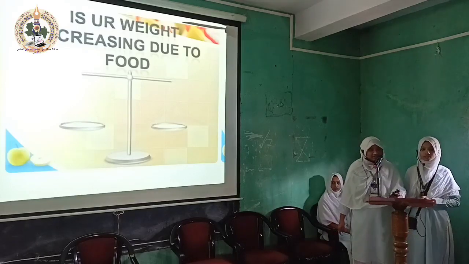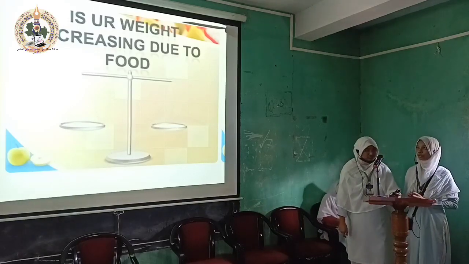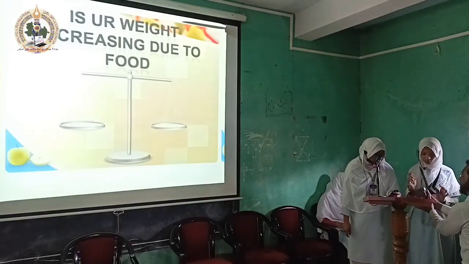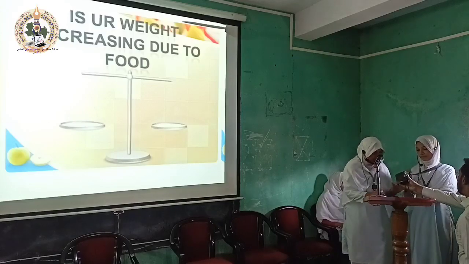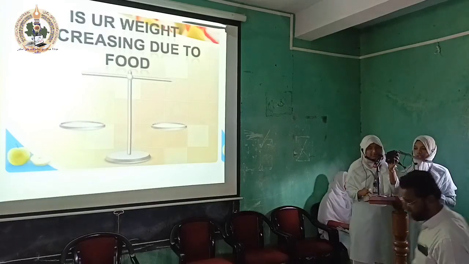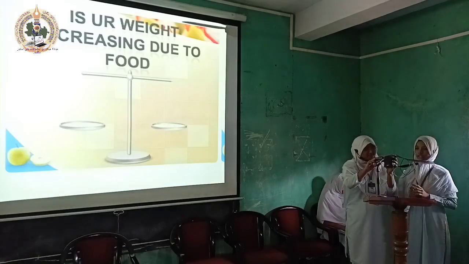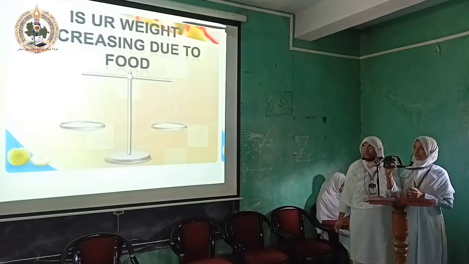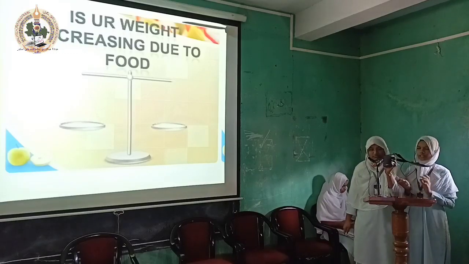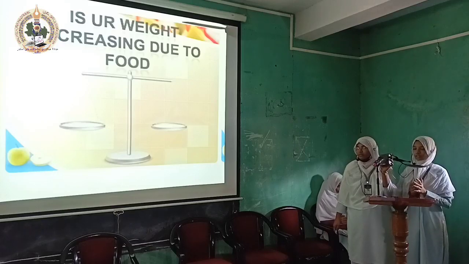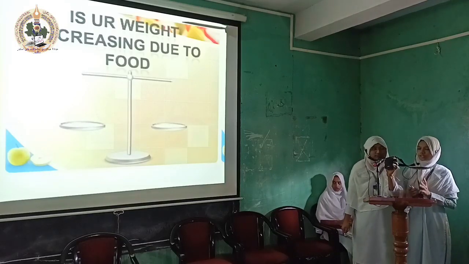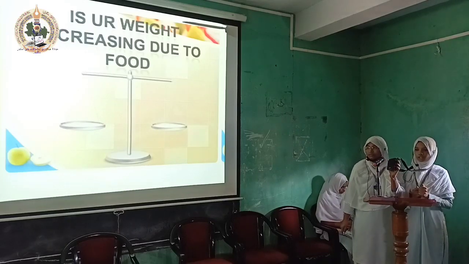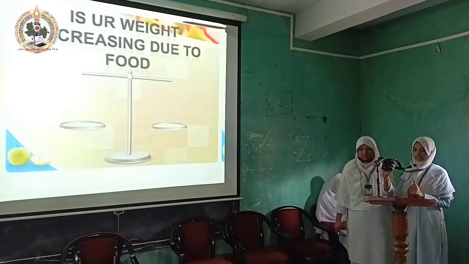Now your question is: is your weight increasing due to food? Look at this scale. In one part you have to keep your body, and in the other the food. Look at this scale. So food as per the need of the body should be balanced.